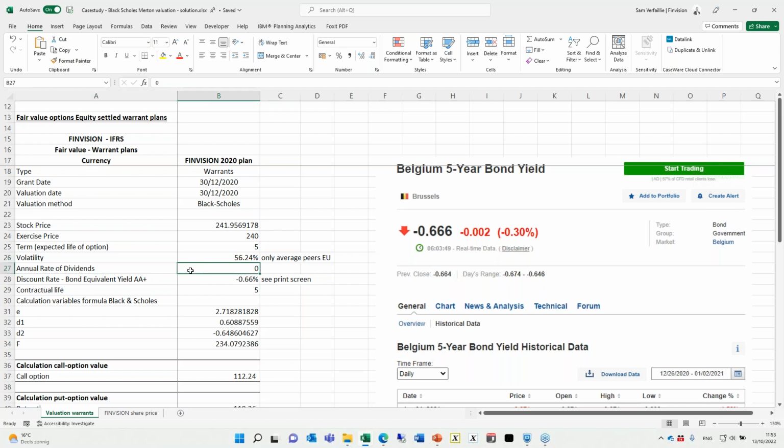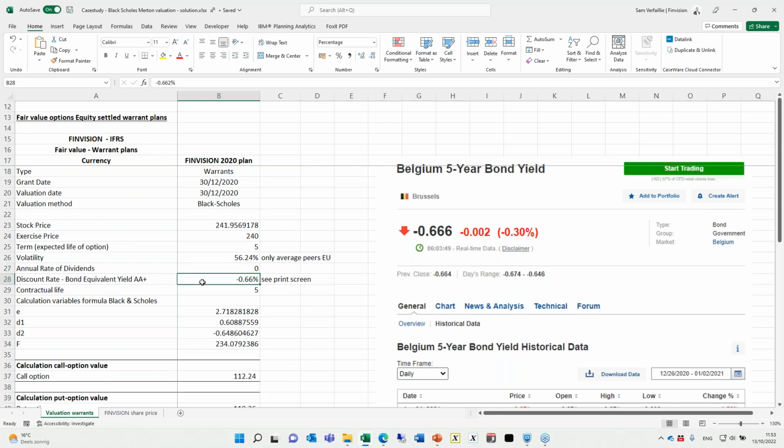The annual rate of dividends, very straightforward here. That's an estimate, but also based on historical evidence, and depending on your company, depending also on the strategy of your company. Do you want to issue dividends, a dividend return to your shareholders? If you look at a biotech company, they will never have a dividend yield. They will never have the option to distribute dividends. If you have a mature company like ING, for example, or Proximus, yes, of course, they will distribute dividends. So that's something you need to include.